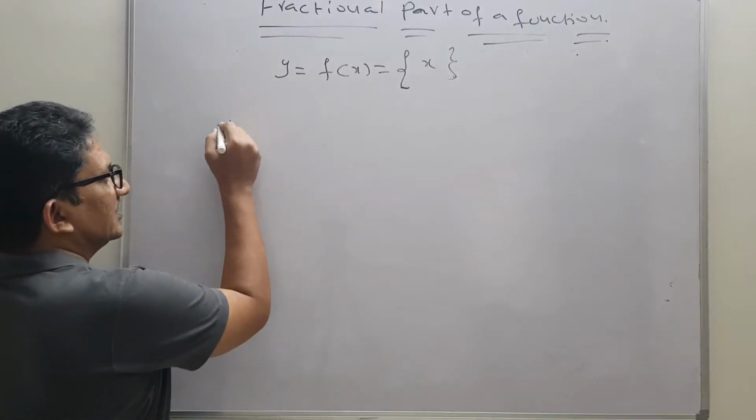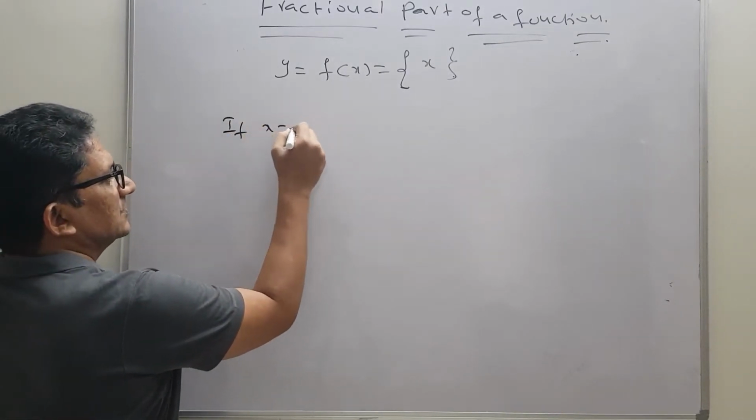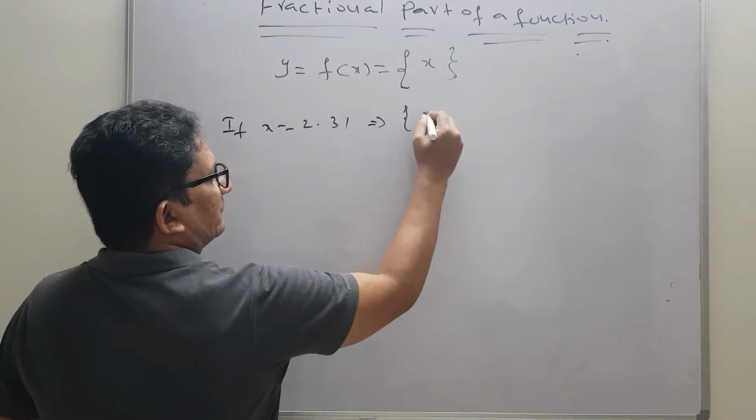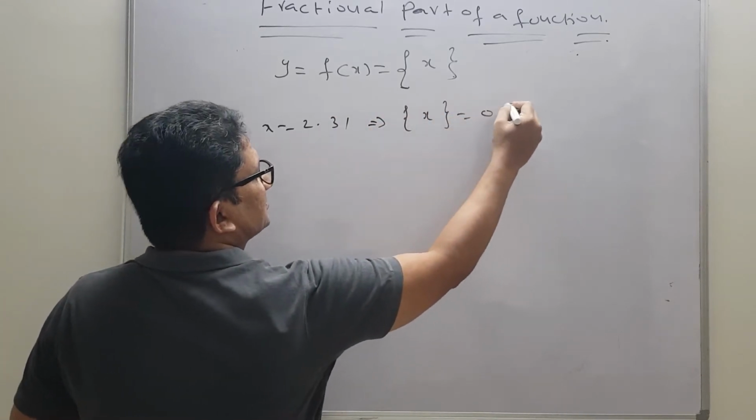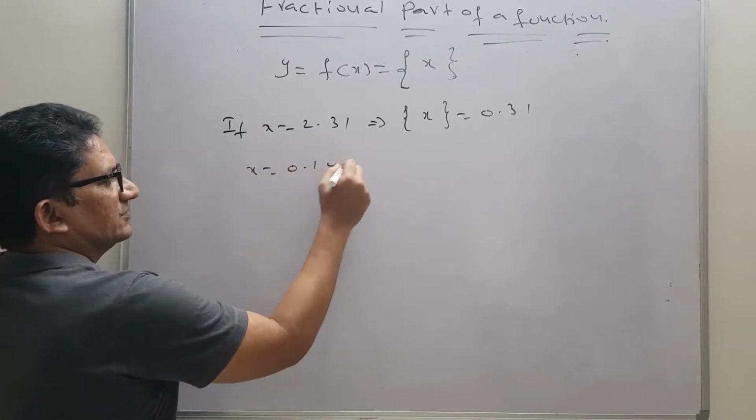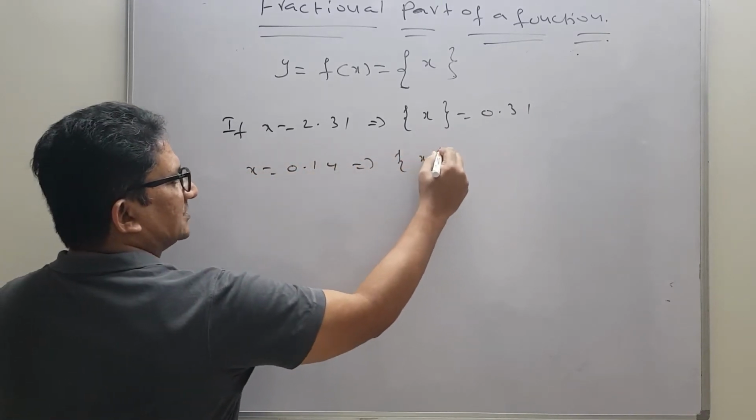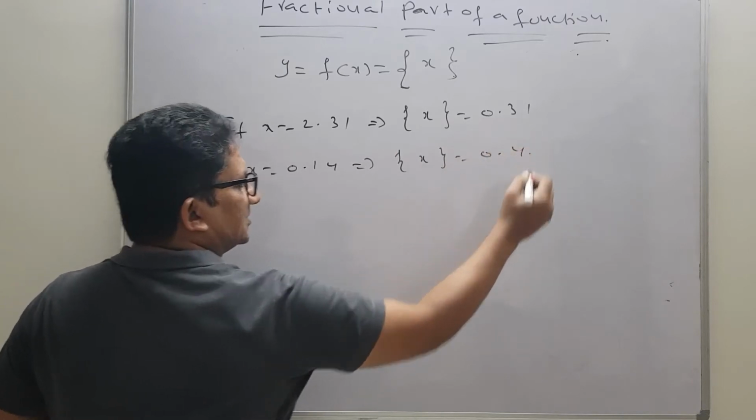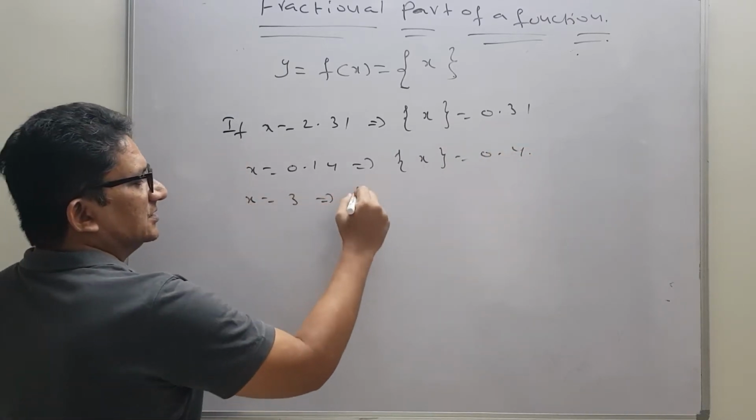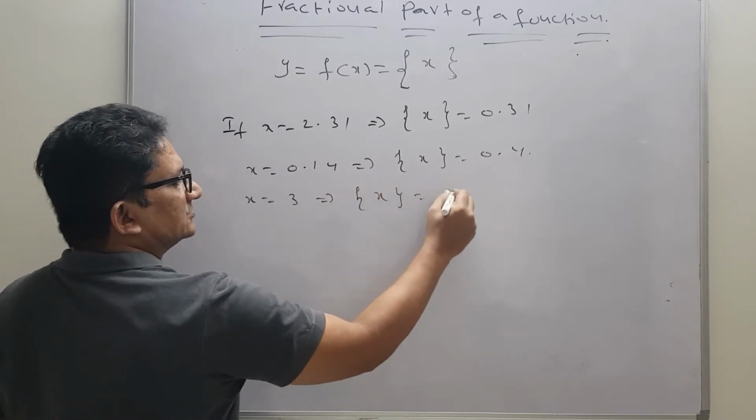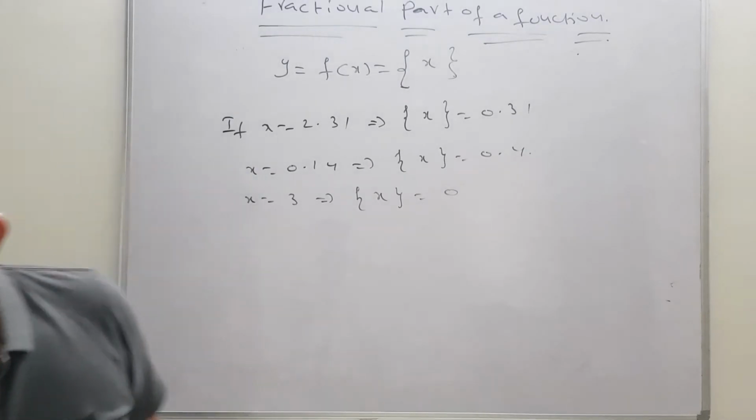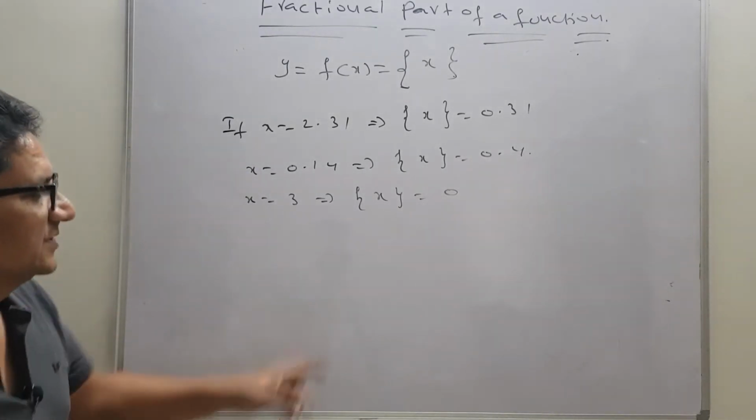Means if x equals 2.31, that implies the fractional part of x equals 0.31. If x equals 0.14, then the fractional part of x equals 0.14. If x equals 3, then the fractional part of x equals 0, because we know that 3 can be written as 3.0. So that's why the fractional part is 0.